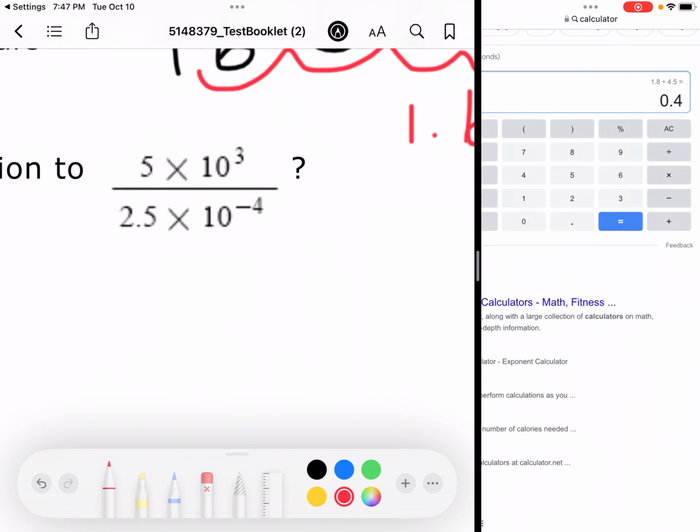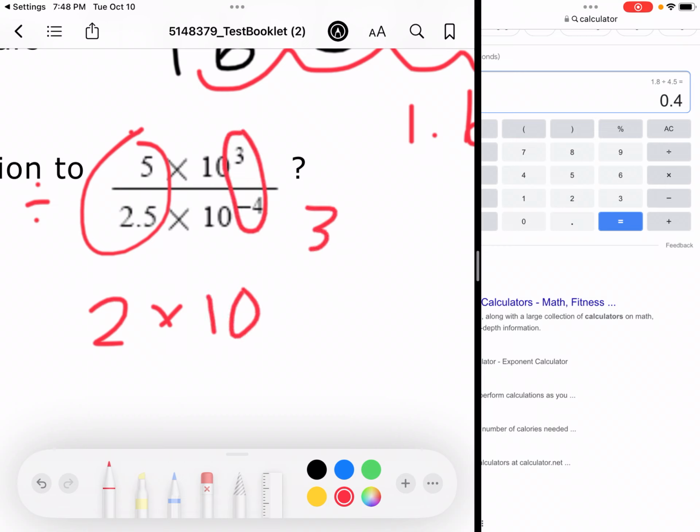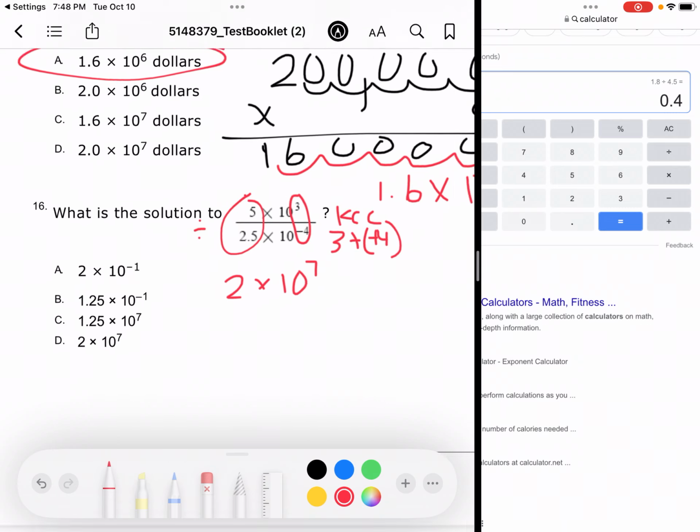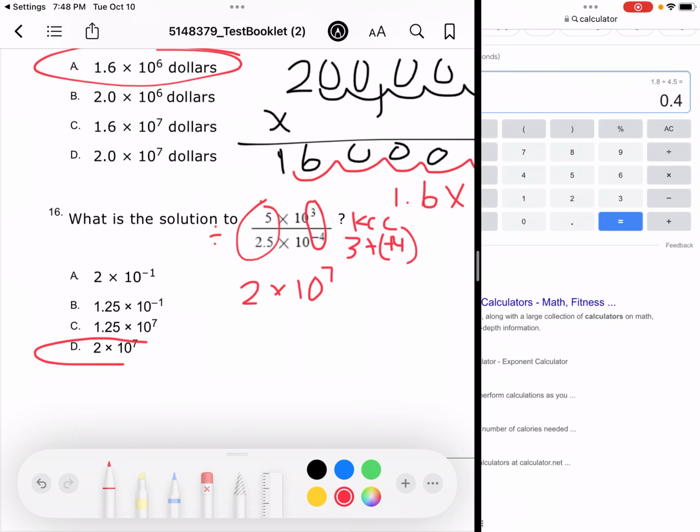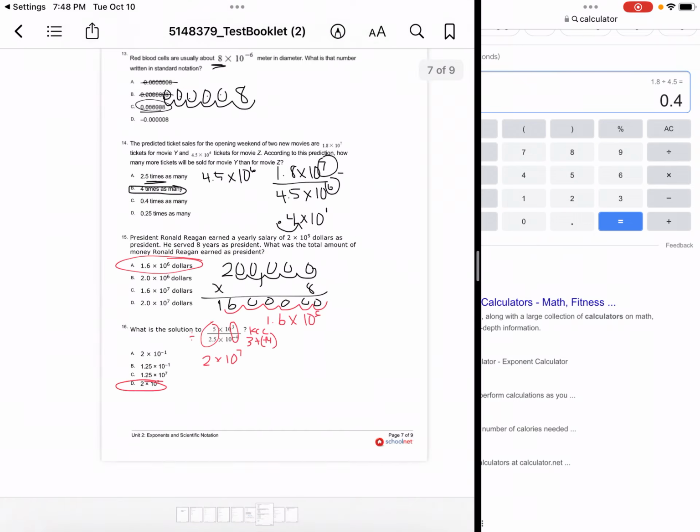All right, we're going to divide 5 divided by 2.5, which is 2, times 10, and we're going to subtract these. 3 minus negative 4. Keep, change, and we get 7. So 2 times 10 to the 7th. That's actually one of the kinds of problems that you had in your choice board last week.